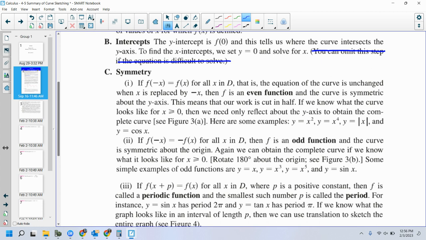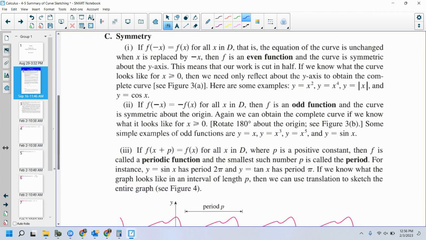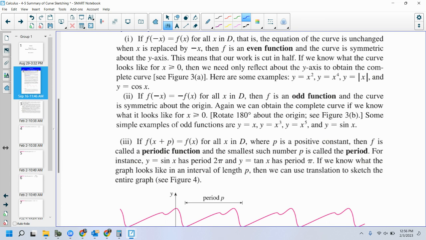Think x cubed. X cubed is a really good example of an odd function, where the right arm is up in the first quadrant and the left arm is down in the third quadrant. And then, these are more algebraic, right? Even and odd functions are algebraic. Plug in negative x and see what happens.